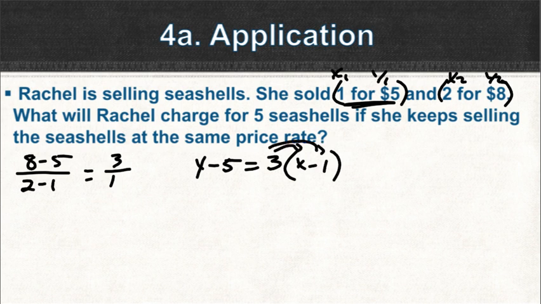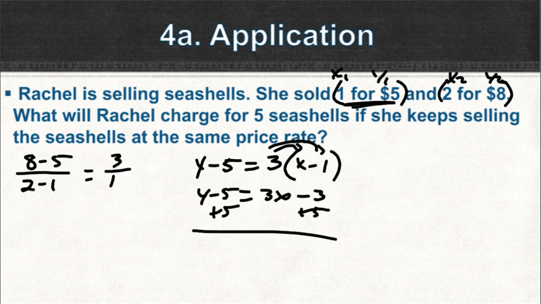Distribute. So y minus 5 equals 3x minus 3. Add 5 to both sides. My equation is y equals 3x plus 2. Now, with x being the seashells, I can plug 5 in for x, and y being the cost. So y would equal 15 plus 2, $17.